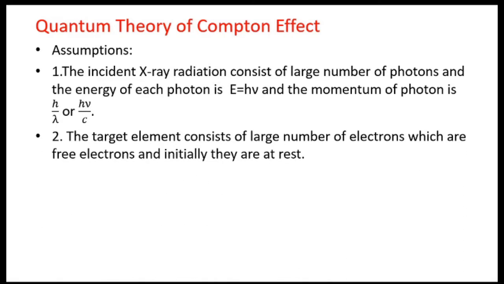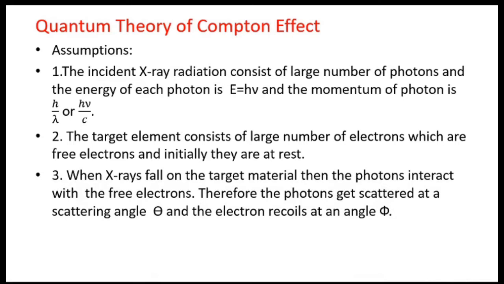Second assumption is that the target element consists of large number of electrons which are free electrons and they are initially at rest. The third assumption is that when the X-rays fall on the target material, the photons which have particle nature interact with the free electrons which also have a particle nature. Therefore, the photons get scattered at a certain scattering angle theta, and in this process, the electron recoils through an angle phi.